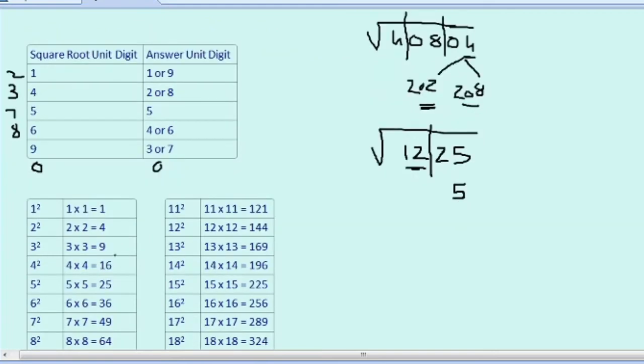If you see in this table, 12 will be placed between 3 square and 4 square, 9 and 16, right? So we'll take the lower side. 12 will come here between 3 square and 4 square, 9 and 16. So we'll take the lower number. Lower number is how much? 3. So answer is 35. You can check this answer.